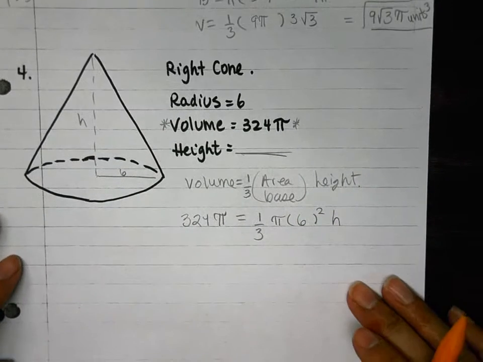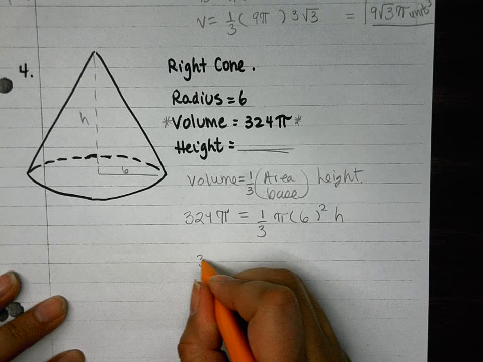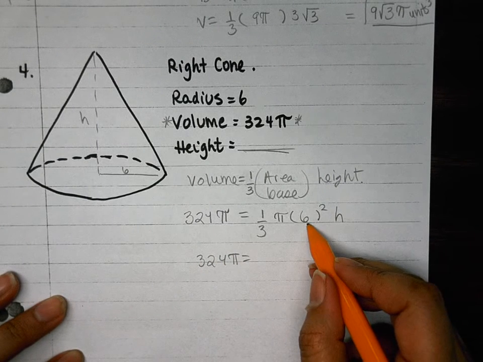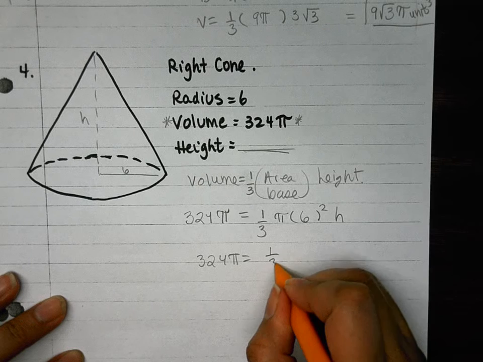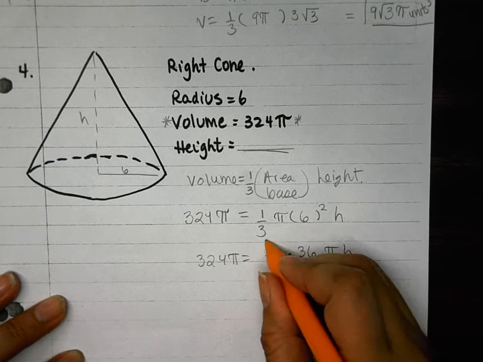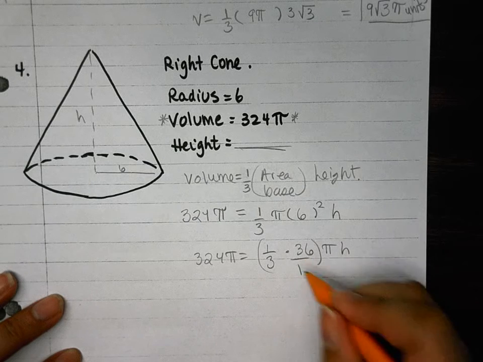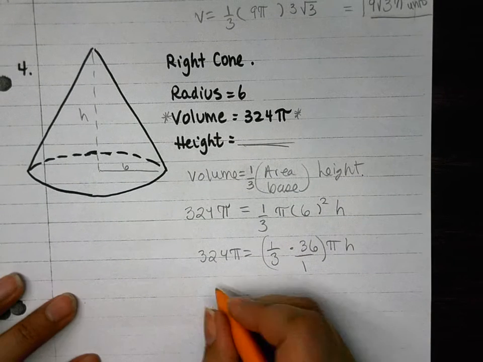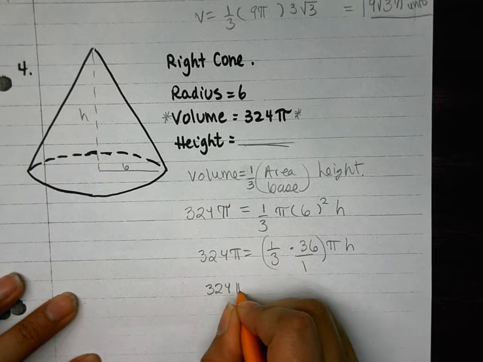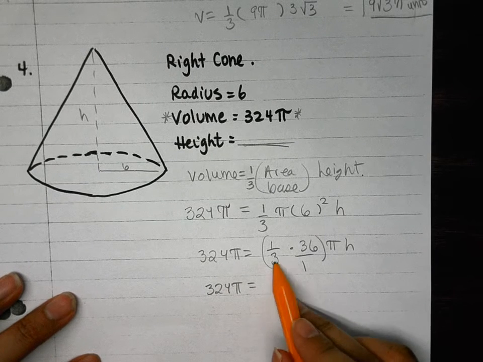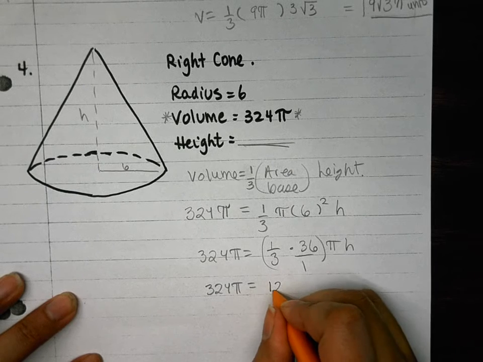All right. So 324 pi equals, what's 6 squared? 36. So 1/3 times 36 pi h. Can you plug that in your calculator, or is that the same as 36 divided by 3? 36 divided by 3. Yes, it is. How many times does 3 go into 36? So 12 pi h.